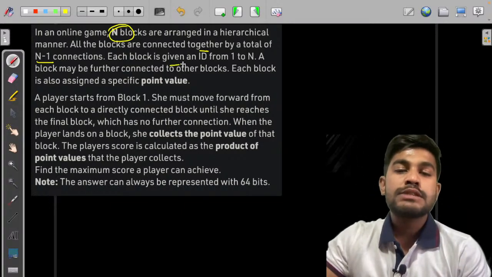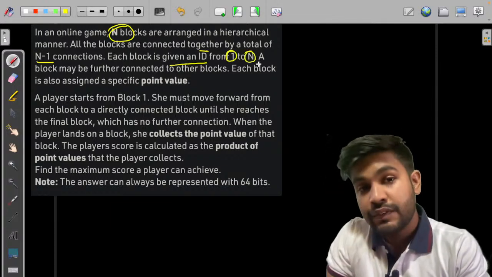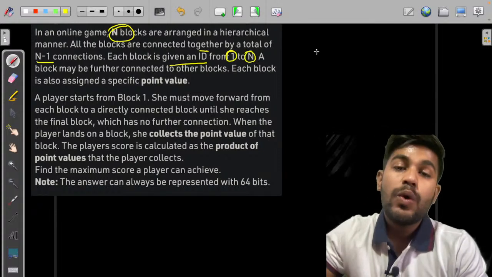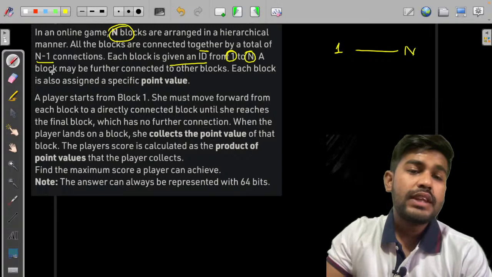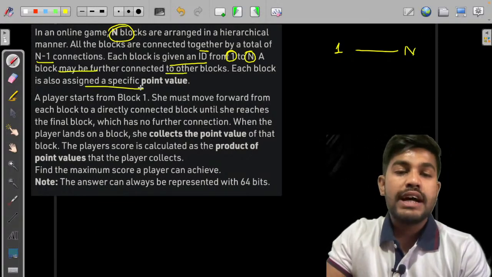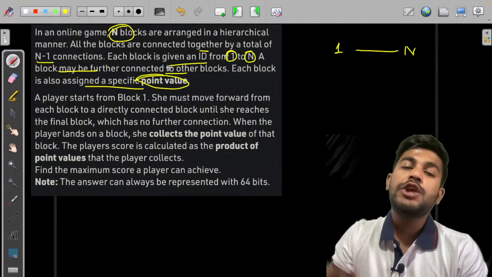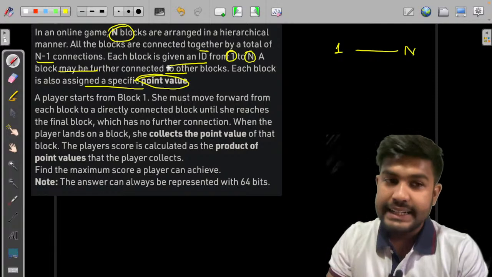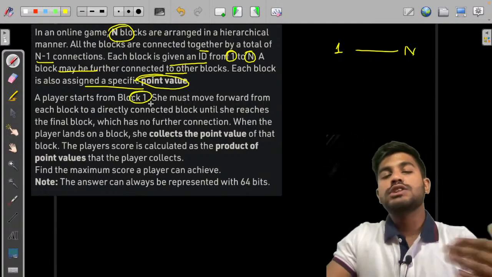So each block has been given an ID from 1 to n. This further confirms the fact that yes, this is a tree where it starts from 1 till n. And the block may be further connected to other blocks. Each block is assigned a specific point value. So there is also a value associated with the ID. Okay, so the player would start from block 1. You can say that the player would start from the root.